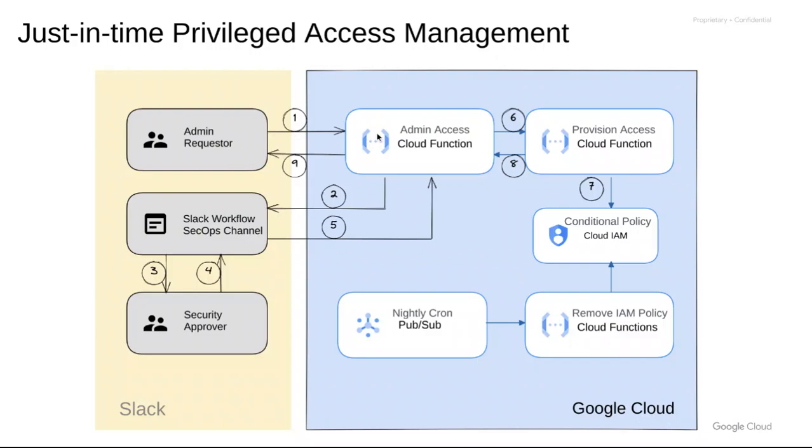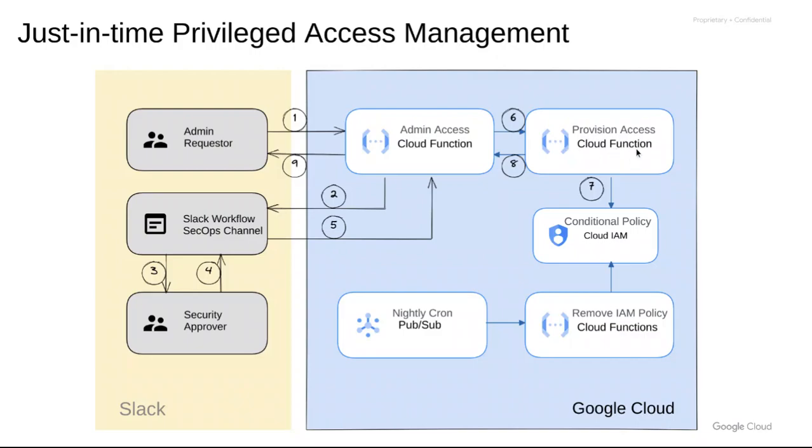As soon as that command is fired, it triggers a cloud function. That cloud function understands that request and routes it to a SecOps channel where there is a team of security approvers who are constantly monitoring that channel. As soon as this message goes to the Slack channel, it triggers an alert to a team of security approvers. One of the security approvers goes and looks into the channel, evaluates that request, and takes an approve or reject decision.